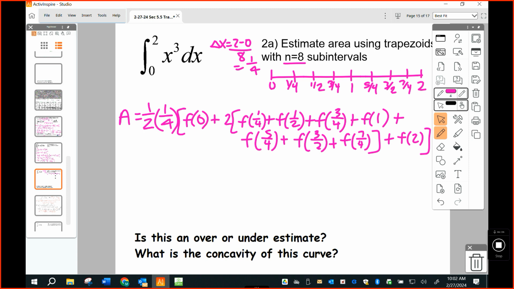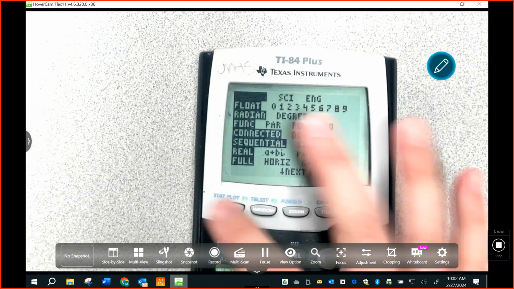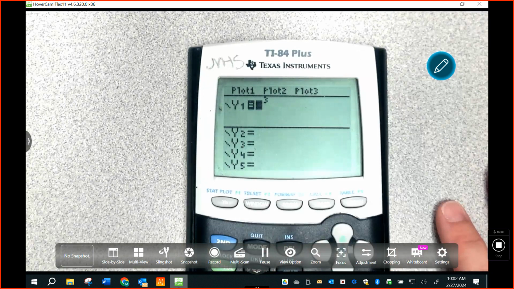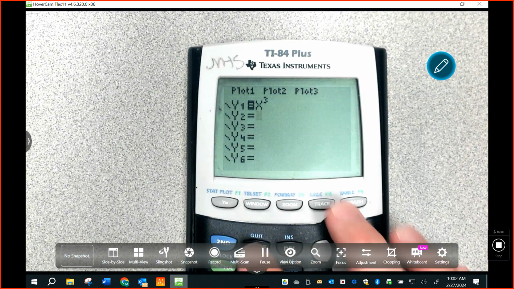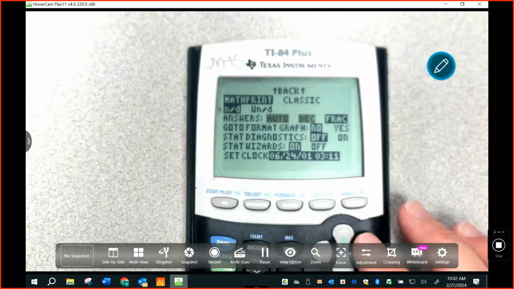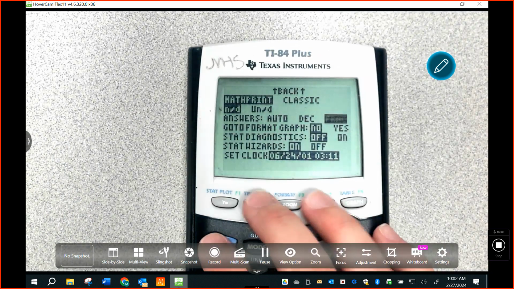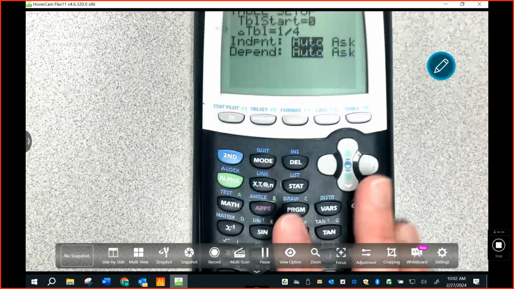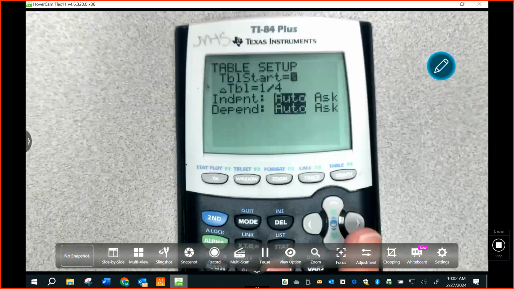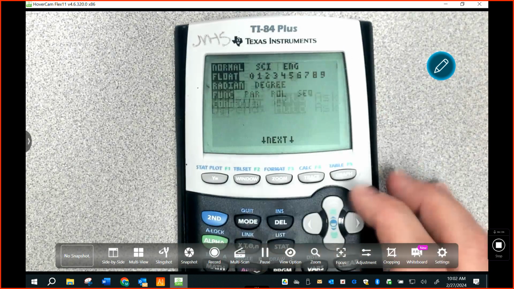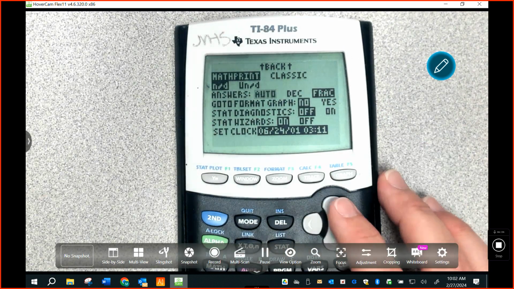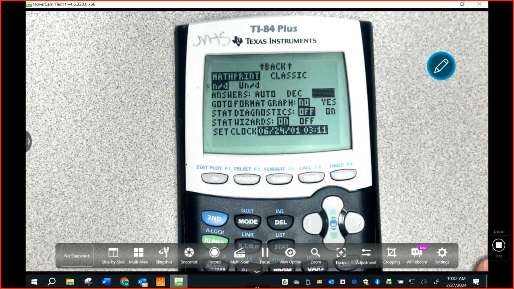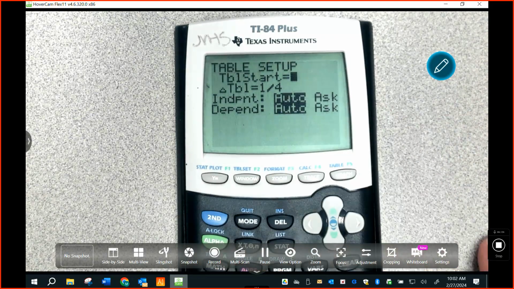Go to y equals, and type in x cubed, or whatever function you have. Then go to mode and make sure you're on fraction mode. You scroll up or down, it says answers: auto, decimal, fraction. This will put all your answers in fractions. Now go to your table setup, which is second, table set.